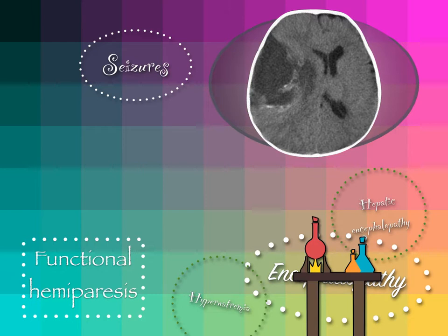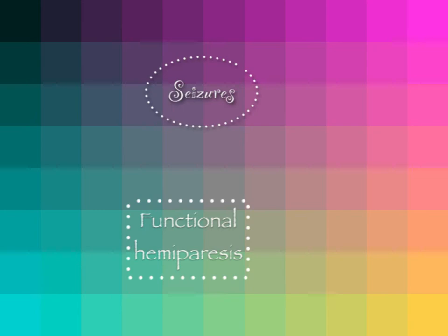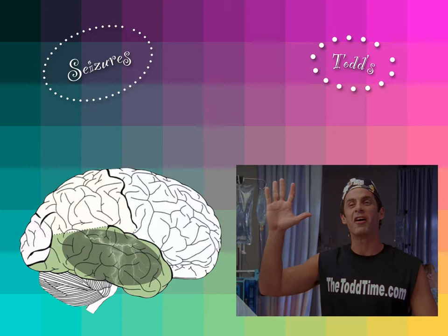So we've eliminated all those. We're now down to seizures and functional hemiparesis. Now remember, seizures are the most common stroke mimic, and this is particularly because of Todd's paralysis. All right, now remember, focal seizures can cause a hemiparesis. They can cause gaze deviation. That's called versive deviation, right? It's usually associated with head turning and decreased mental status.